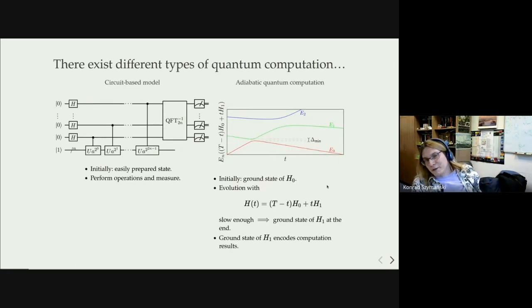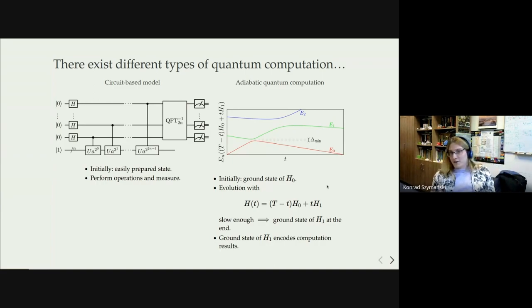I mean, perhaps you are familiar, perhaps not. So I will just reiterate that there are various approaches to quantum computation. The one that is perhaps the most widely taught is the circuit-based model, in which you start with some pure product state, which is subsequently evolved with unitary operations and perhaps measured, and from the results of the measurements you read out the result of the quantum computation which is needed. So that's one approach. The second would be adiabatic quantum computation.